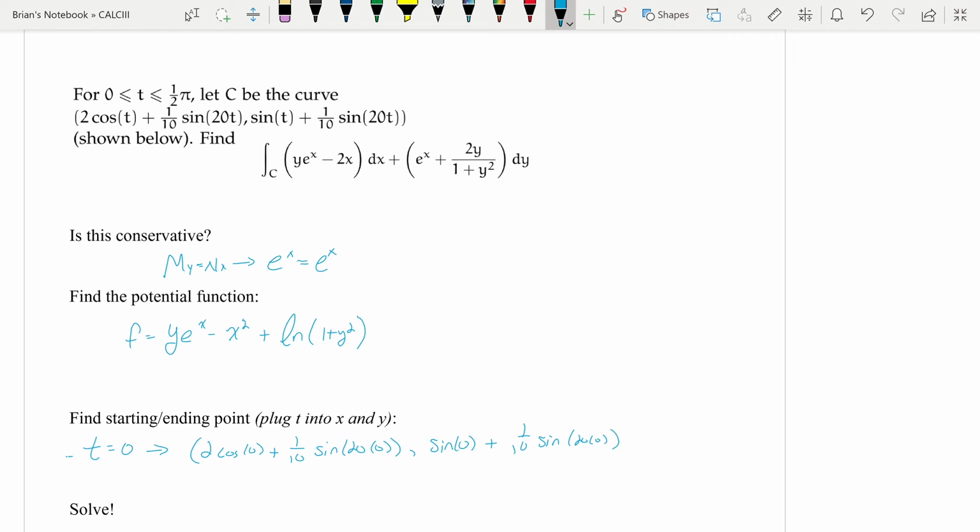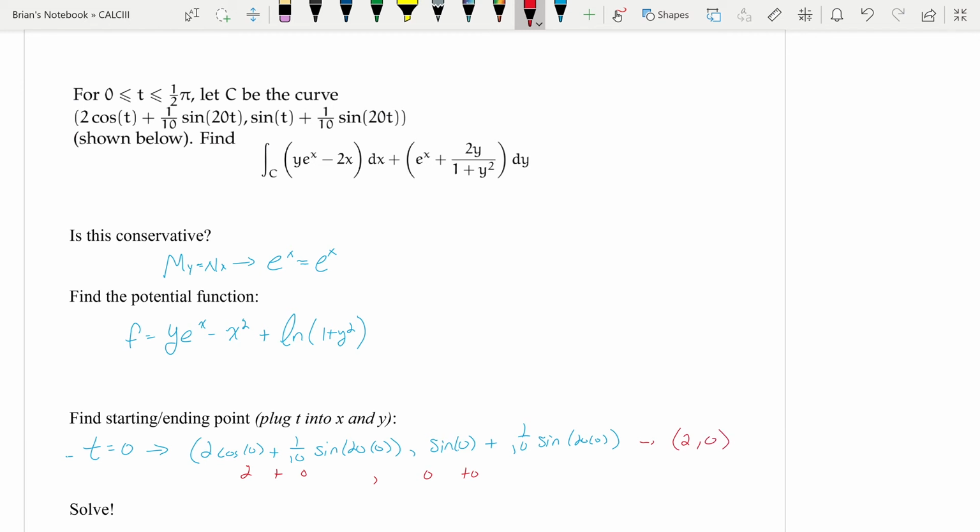Okay, so let's see that. Cosine of 0 is 1. So we'll get 2 plus, okay, sine of 0 is 0. Perfect. So we'll get 2, comma. The sine of 0 is 0. And then we'll get plus 1/10 times the sine of 0, which is 0. So we'll get 2, 0 for t is equal to 0.